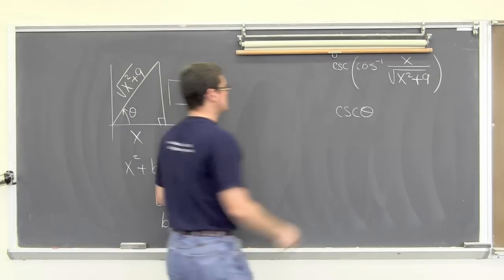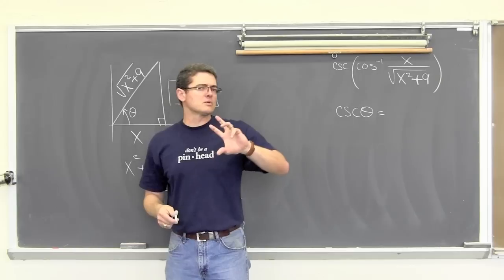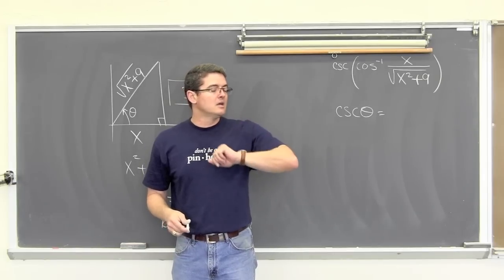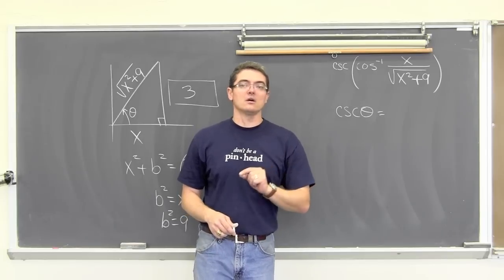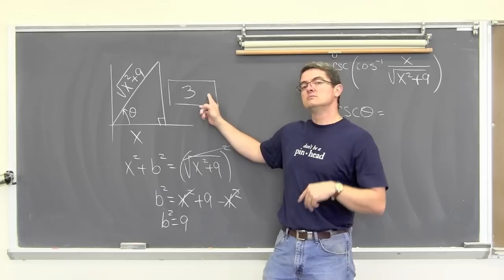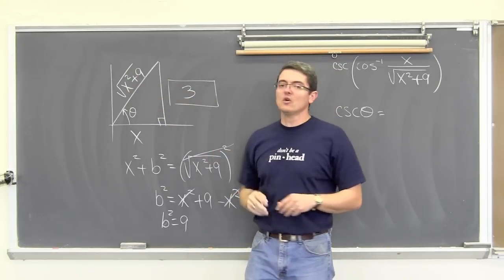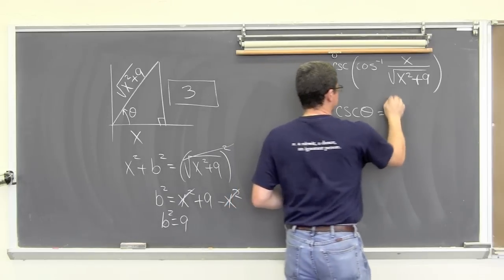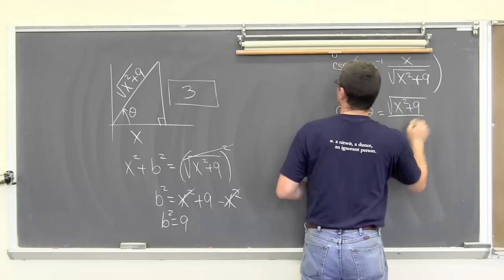So the cosecant of theta, cosecant is a reciprocal of sine. So cosecant is going to be not y over r, but r over y, or hypotenuse over the opposite side. So it's going to be equal to the square root of x squared plus 9 over 3.